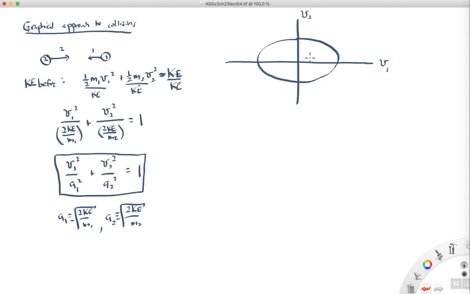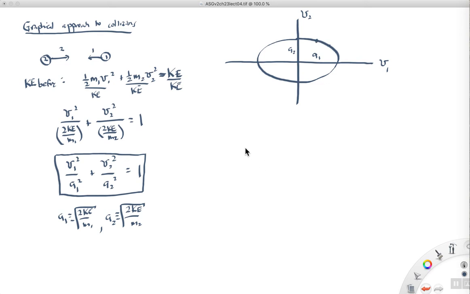Right? And A1 is the size of the major axis, and A2 is the size of the minor axis, or the semi-major axis and the semi-minor axis. Okay? So every pair of points, if you pick V1 and V2 such that you're looking at this point, those two objects with those velocities are going to satisfy this equation. That is, they're going to be equal to whatever that kinetic energy is. Okay?